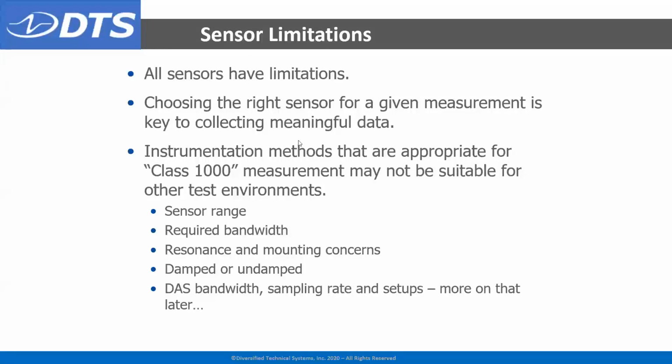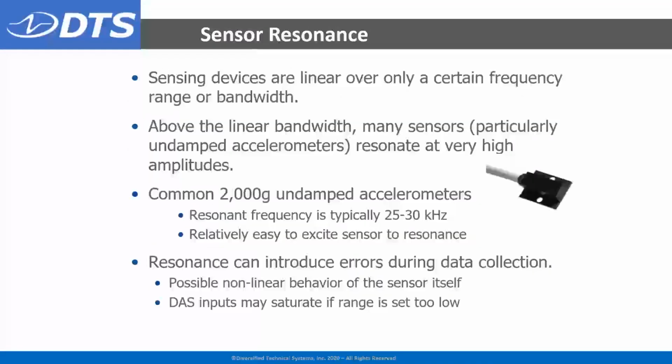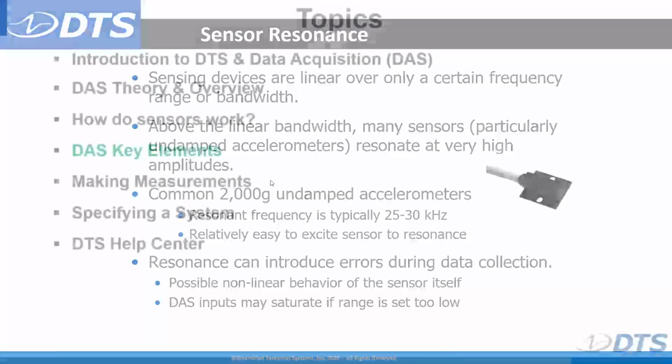All sensors have limitations, and choosing the right sensor for a given measurement is key to getting good data. Sensors have ranges, bandwidths, and resonance points that all must be considered in making measurements with high fidelity. We're not going to get into the depths of this. It is an extremely important topic that we're going to cover in part 2. So a little hint here is that sensing devices are linear only over certain frequencies and ranges, and common sensors have resonance concerns that we need to really understand. Again, more in part 2.